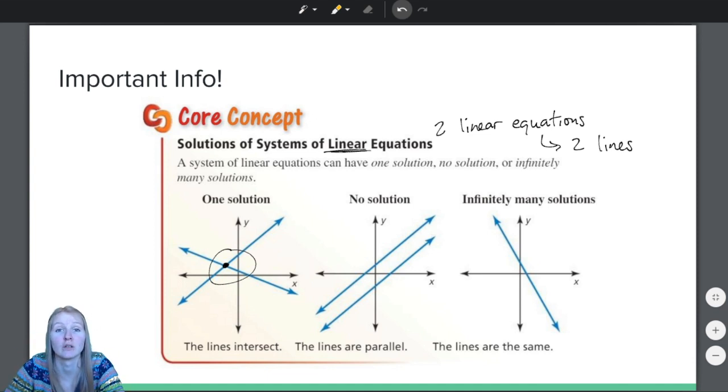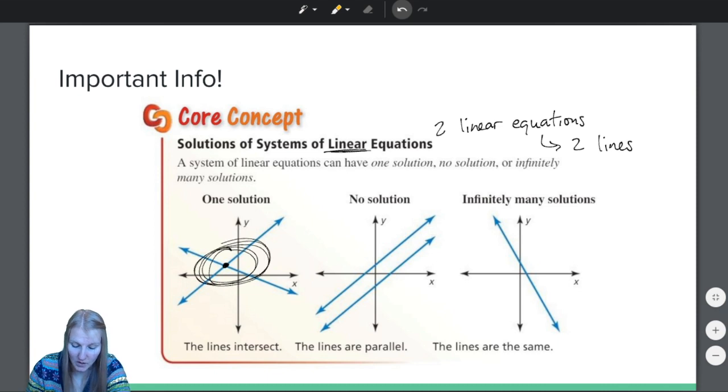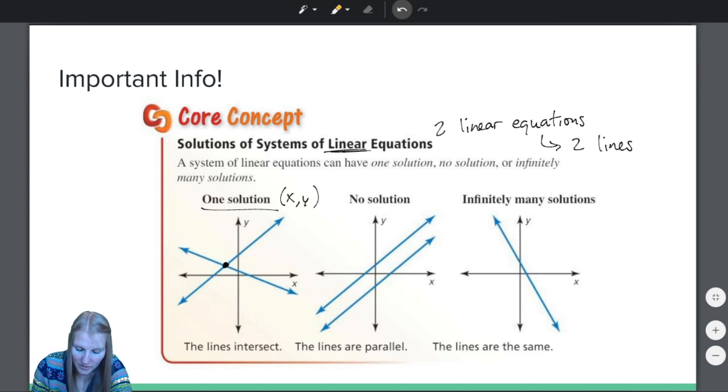So in 5.1, we actually found where is the point that these lines cross. That's the solution. That's still the solution in 5.1 and in 5.2 and 5.3. We just didn't graph them. We solved it in a different way other than graphing. But if we graphed them, we would see that anytime there is one solution, one point, x comma y, it's where the lines cross.